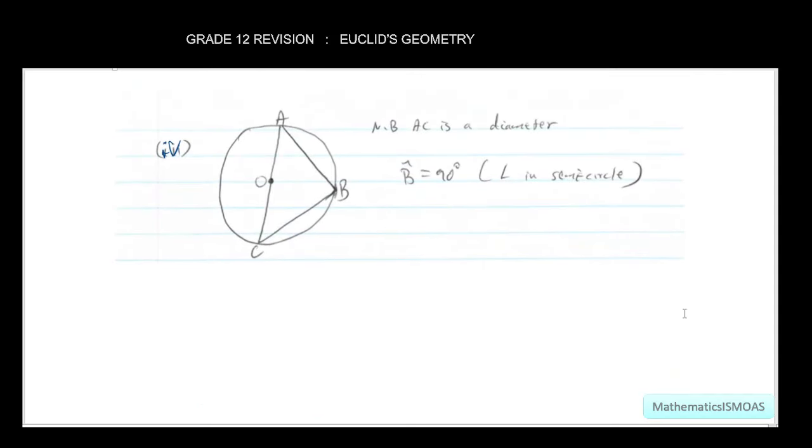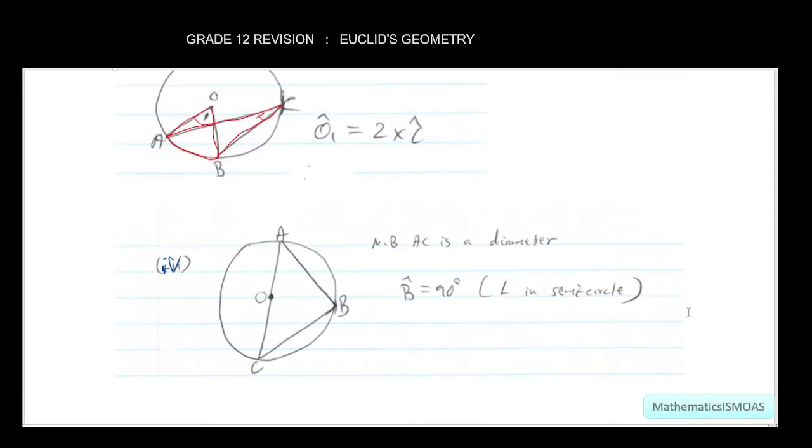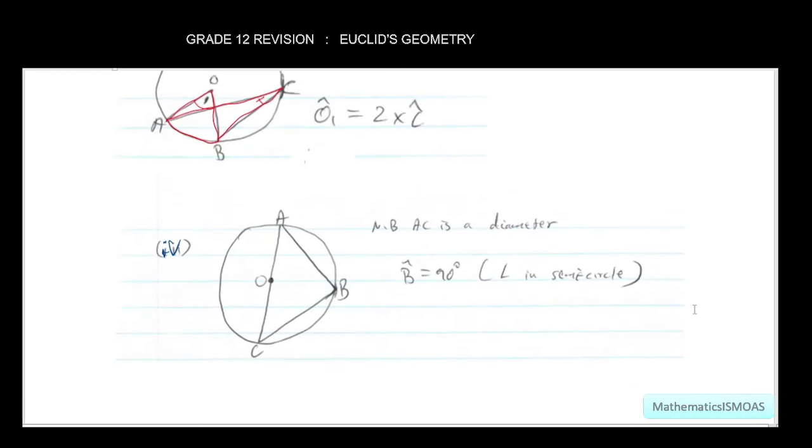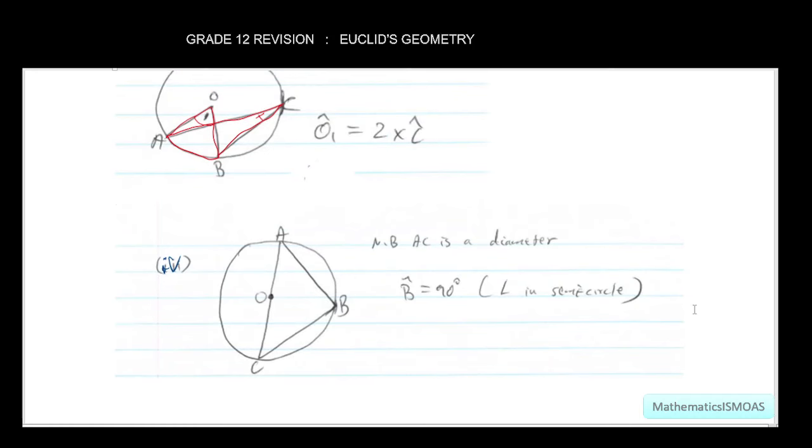And then in number 4, AC is a what? Is a diameter. AC is a diameter. Why? Because it is passing through the center of a circle. Therefore, a diameter subtends an angle of what? Of 90 degrees. Therefore, this means what? Angle B will be equal to 90 degrees. Your reason for that will be what? Angles in semicircle.